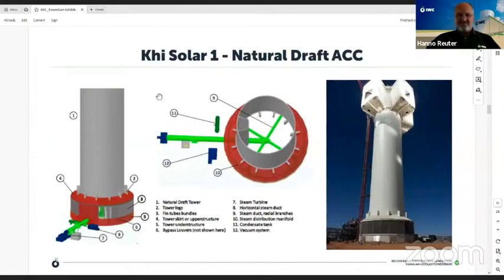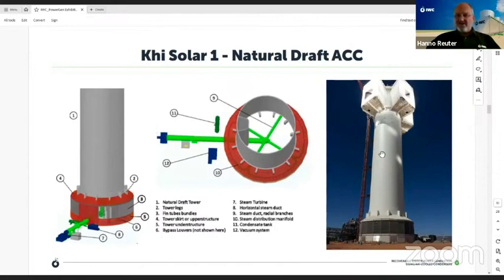This was a really beautiful site. I was at this plant 2 weeks ago. This is an air-cooled condenser which is unique. It's a natural draft air-cooled condenser. Usually, as I've said, one uses fans to cool the fin tubes. But here one uses a natural draft tower, which is effectively the power tower that houses the central receiver.